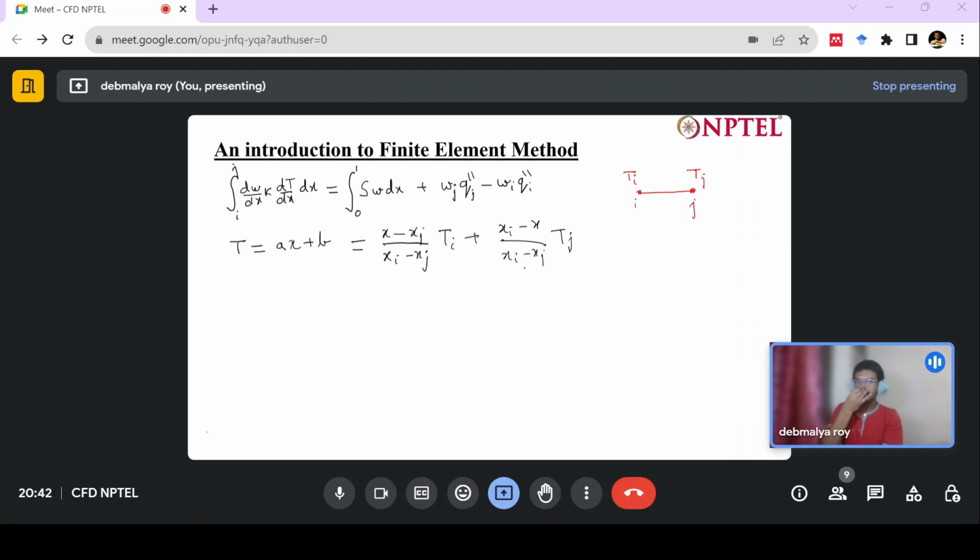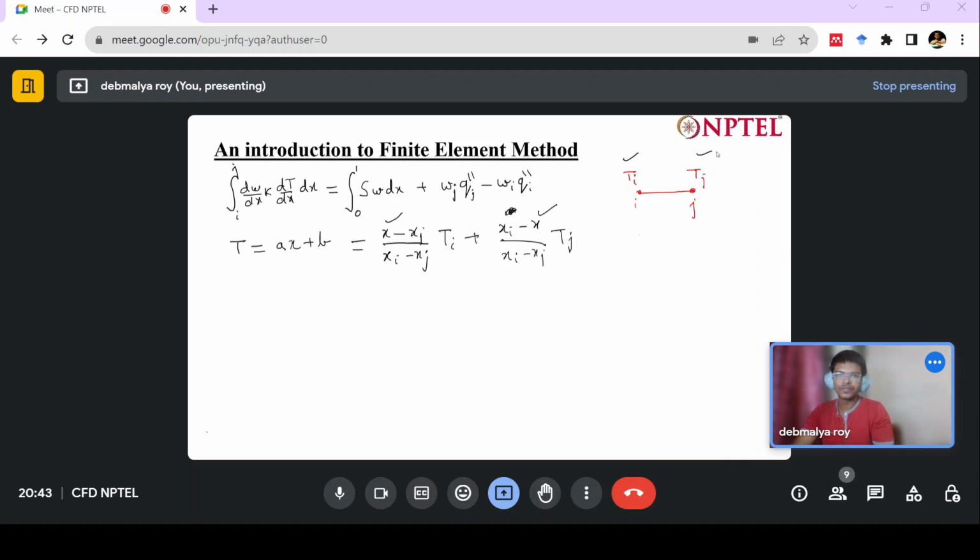Let's focus on what is going on there. We can confirm that this is a linear expression because we have only x here, no powers of x. So this is equivalent to what we were trying to find, and this can be used as an approximate solution. Why? Because it satisfies the essential boundary conditions. So we have actually imposed essential boundary conditions on it.